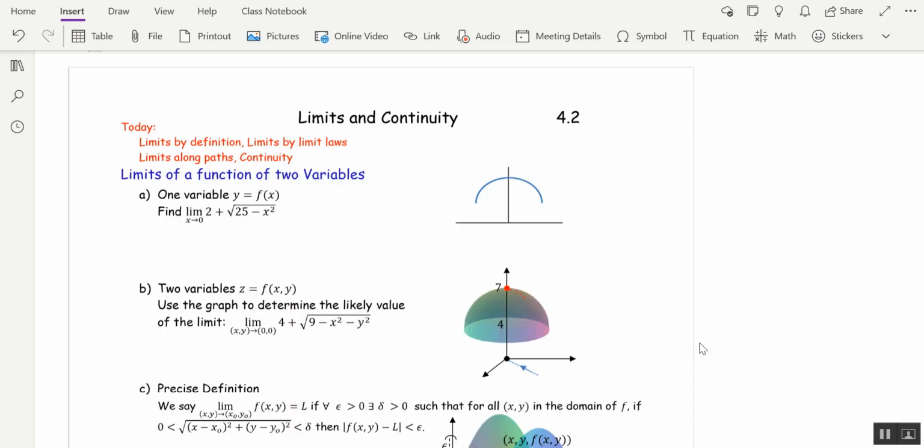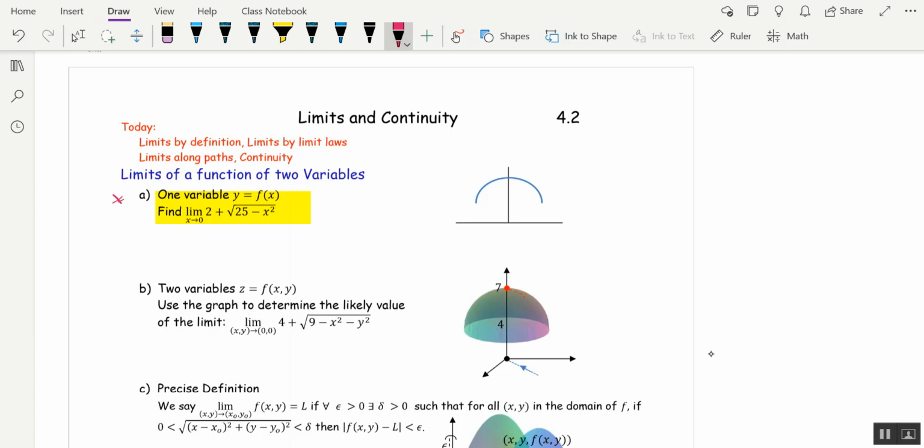Let's start with a one variable function because that's something we're familiar with. If we want to take the limit as x goes to 0 of this function here, nothing bad's going to happen when we plug in 0 for x. So we're just going to do that. This is 2 plus the square root of 25 minus 0, which is 2 plus 5, which is 7. So what that means graphically is if we approach 0 on the x-axis from the left or right, the value of the function, the height of this curve, is approaching 7.